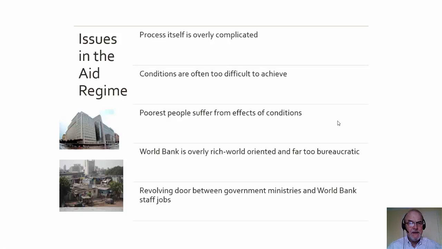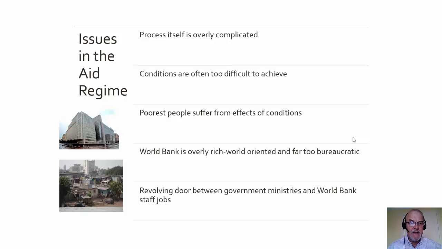Other problems is that the World Bank is overly rich world oriented. If you look at the staffing of the World Bank and the fact that it's located in Washington D.C. and that it operates like a very, very well endowed consulting company with a tremendous amount of bureaucracy. And then finally, the one big criticism is that there's a revolving door between government ministries and World Bank staff jobs, which makes it very easy for the World Bank to continue operating as it does, because the people charged with often implementing these policies are often tapped for very, very well paid jobs in the World Bank after they're through with their government service.